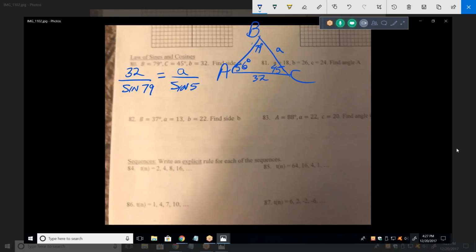Notice that that was a clever way to do it because you left what we're trying to solve for in the numerator, which means we don't have to cross multiply and then divide. We can just multiply both sides by sine of 56. So the answer has to be 32 times the sine of 56 all divided by the sine of 79. That is side A, which is the only thing they ask for.